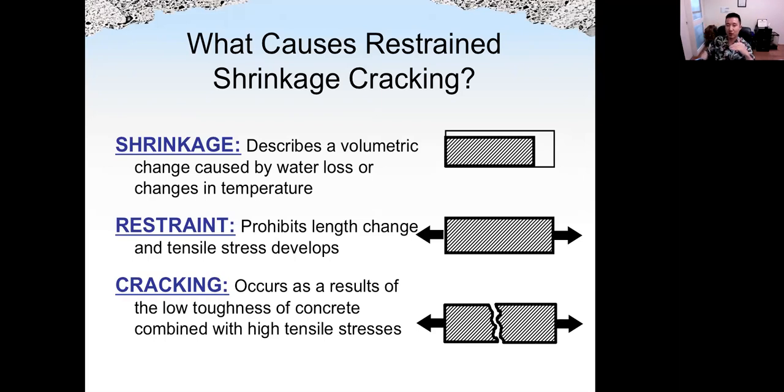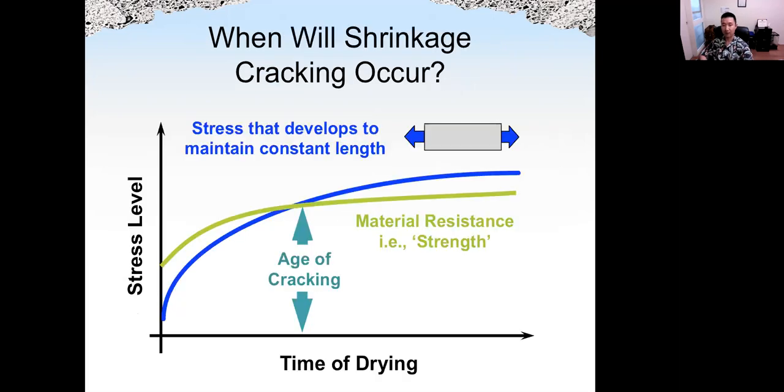If the shrinkage is not restrained, then it really does not matter. But if the shrinkage of concrete is restrained, then stress will be developed inside the concrete. And then concrete may crack if the stress level is high enough. So cracking occurs as a result of low toughness, low strength of concrete combined with higher tensile stress. If the tensile stress is higher than the strength, then concrete will crack.